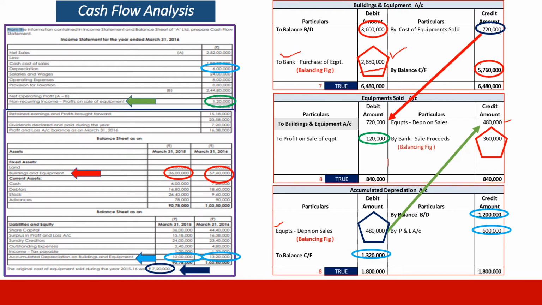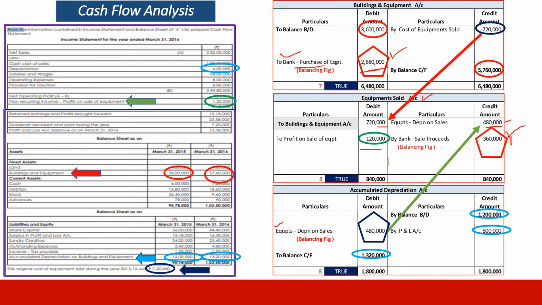Therefore, the cash flow under fixed assets will be a purchase outflow of 28,80,000. Under equipment sold, you had sold an item with the original cost of 7,20,000. It had a depreciation of 4,80,000. You made a profit of 1,20,000 on it. 8,40,000 minus 4,80,000, the cash that you received is 3,60,000. This is once again a cash flow.